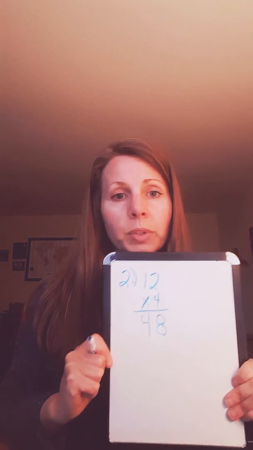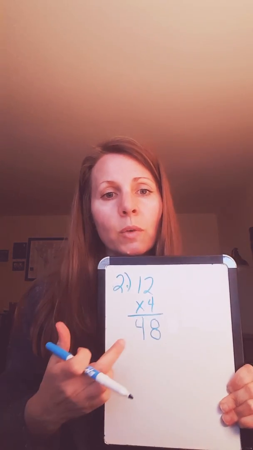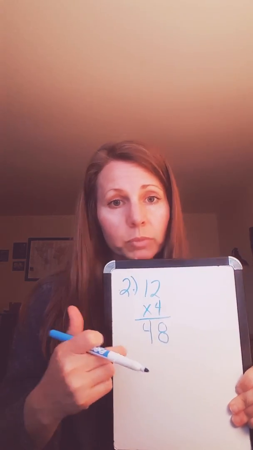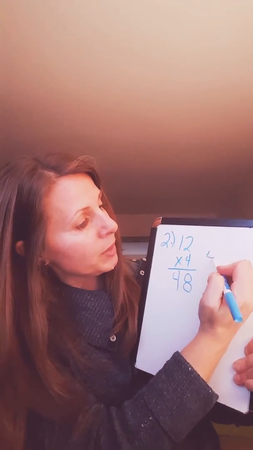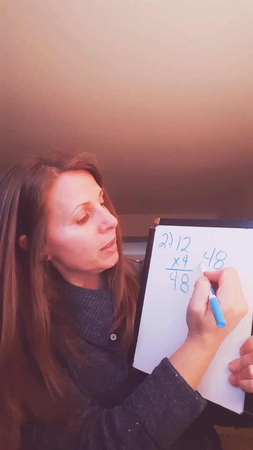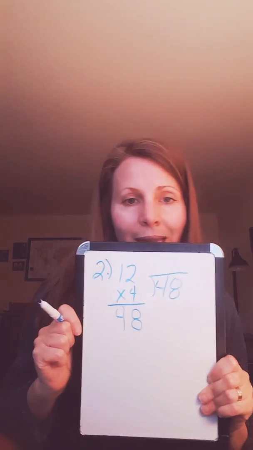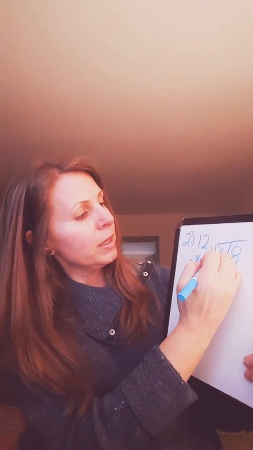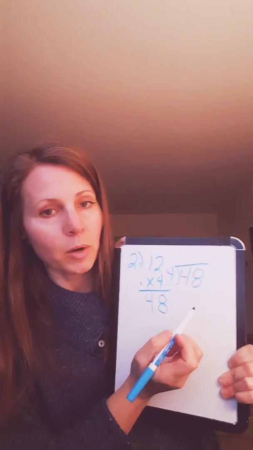Let's check it using the inverse operation. 48 will be my dividend. It's the biggest number, right? So my 48 goes under the diving board. What goes on the outside of the diving board? Here's the divisor, number 4. Now let's divide and check our work.